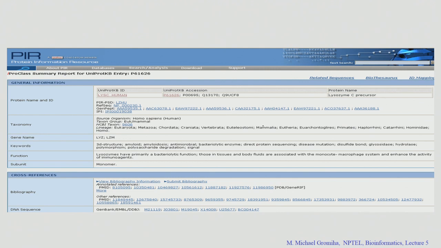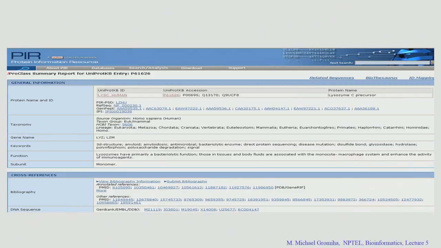Then we get the taxonomy. For example, this is from human, Homo sapiens, Mammalia. You can see the lineage is Eukaryota, Metazoa, and so on, up to the last one, Homo sapiens. They give the whole lineage of the particular protein. Then they give the gene name and different keywords, because it is important to have several keywords so that one can obtain the desired information with different searches. You can get 3D structures or amyloids or disease mutations, because it contains several disease mutations, disulfide bonds and so on.